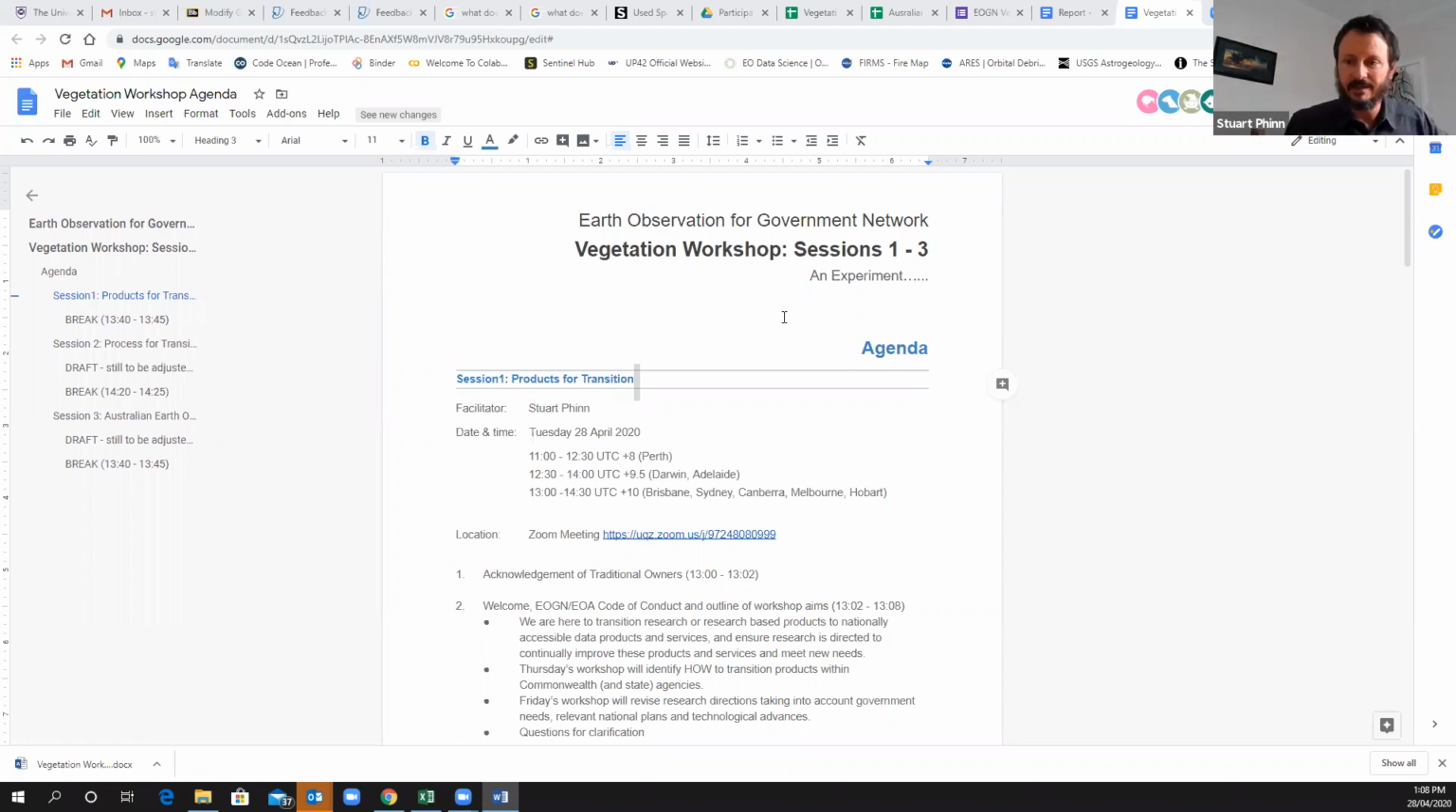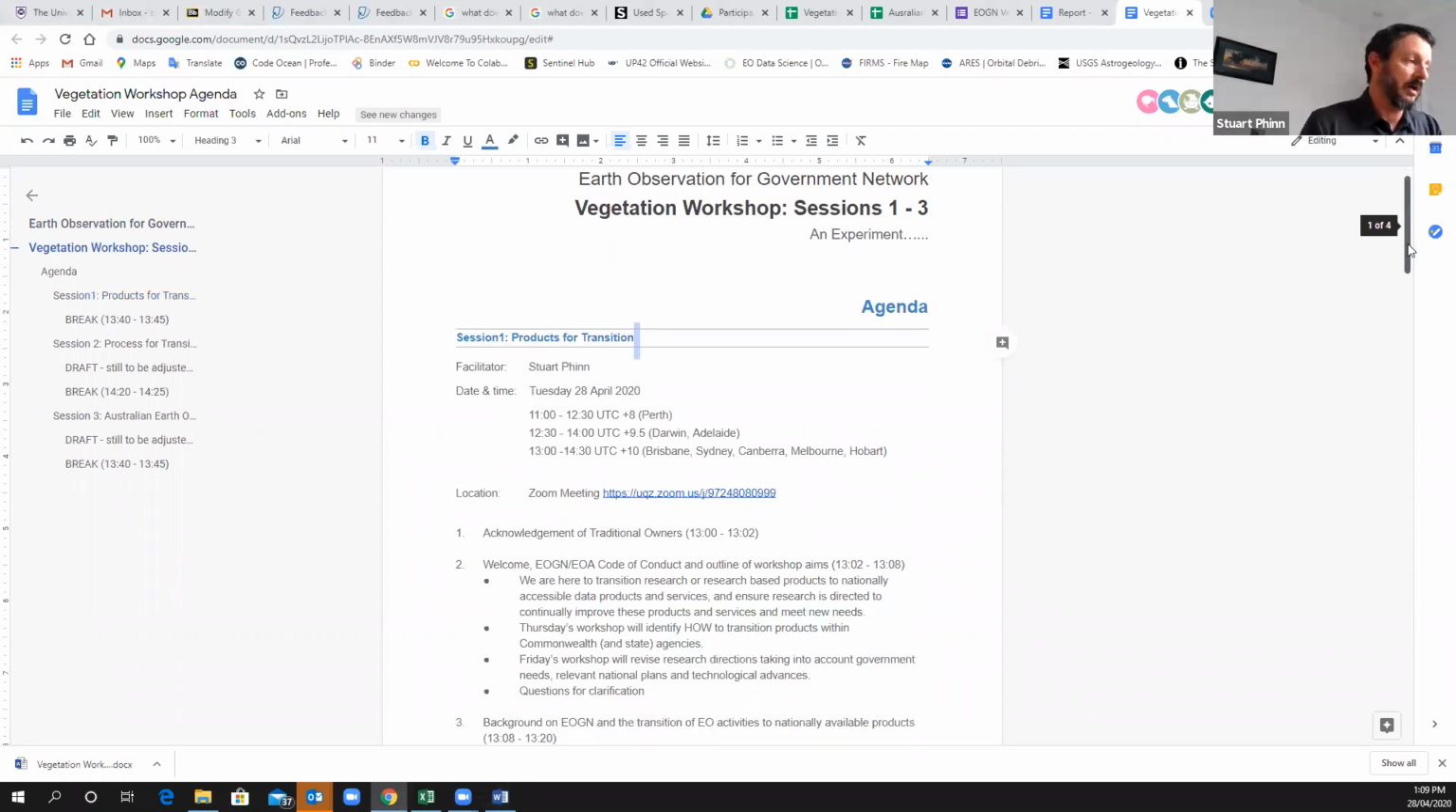It is an experiment in terms of how we do this, so we're quite interested in everyone's feedback on how this is actually going to work, given it's a slightly different way of doing things. So this series of meetings this week is about vegetation. We will have subsequent meetings about land cover, land use, fire, and also water. And I'll come back to why those were actually picked in that context as well. So that's sort of the bigger picture of today.